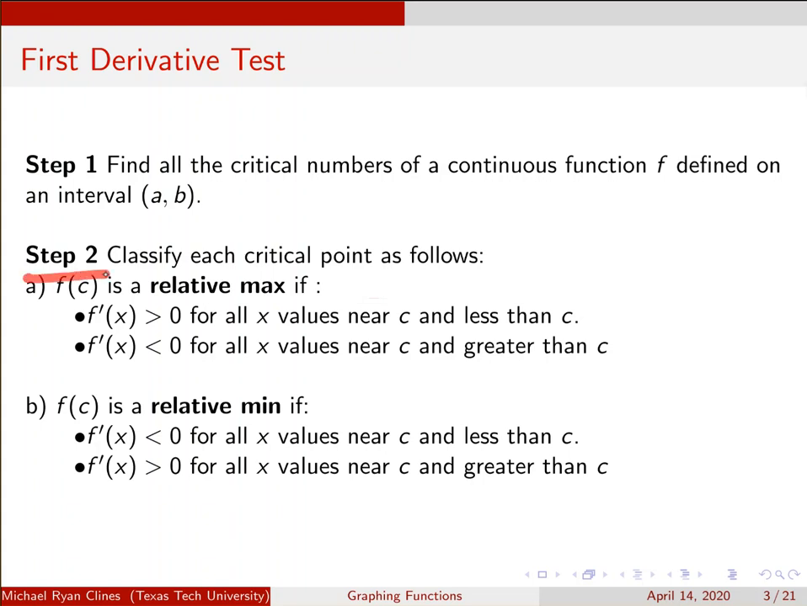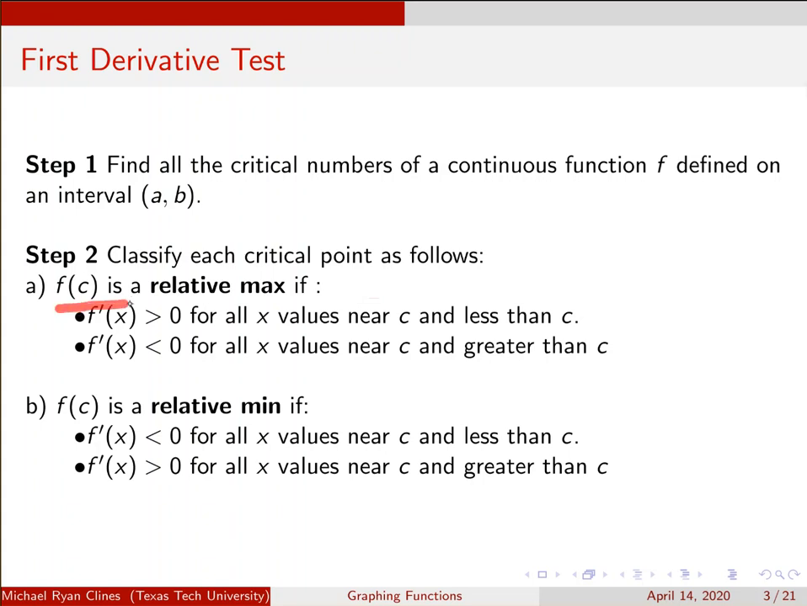Now the next step, we need to classify these critical points. So this is a first derivative test. That means we're going to use the first derivative to test something. What are we testing? The critical points. Why? To determine if they are the relative extrema we have been looking for. So here's how we're going to classify critical points.